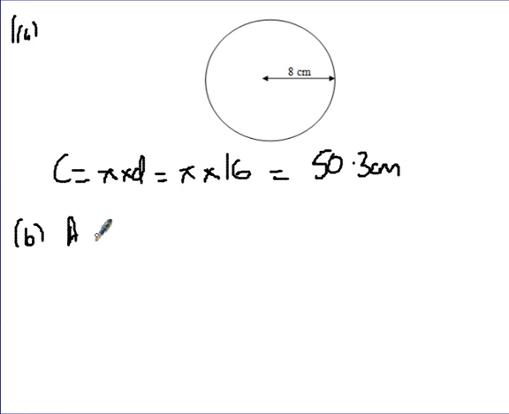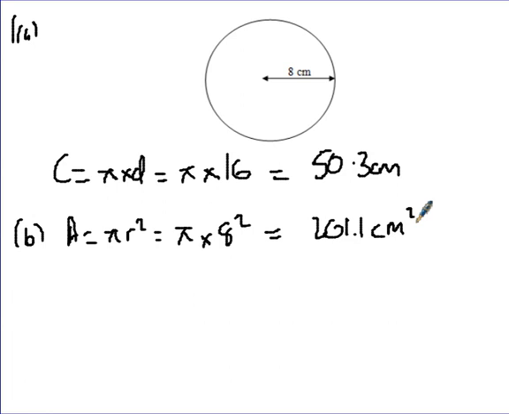For B, the area is pi r squared, so it's pi times 8 squared. Again then to one decimal place is 201.1. You could round it to 201 to be honest, and that's centimetres squared because it's area.